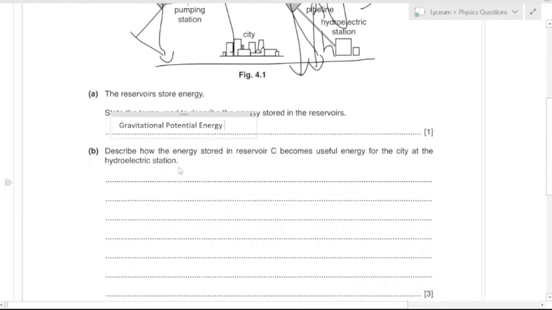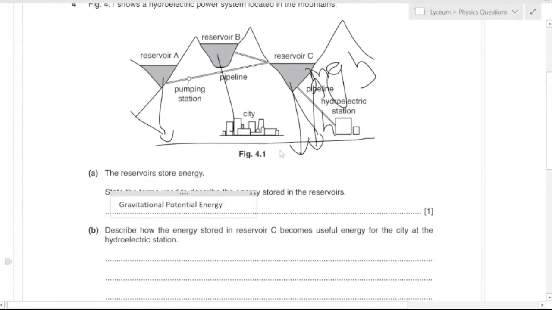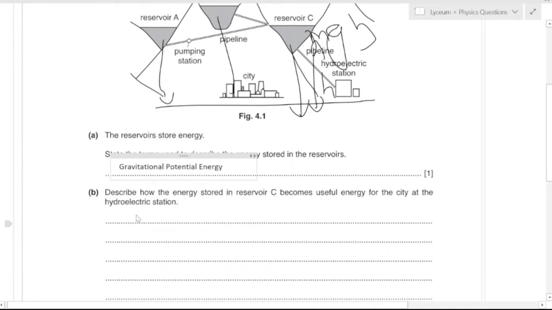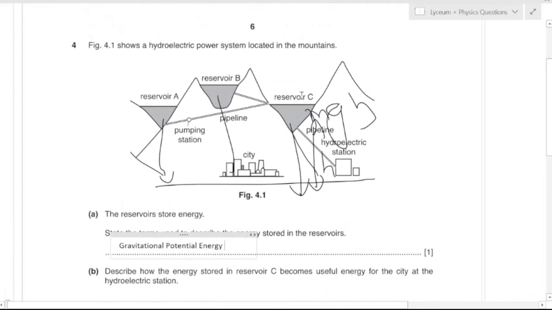Coming up to the next one. Describe how the energy stored in reservoir C becomes useful energy for the city at the hydroelectric station. So basically it's asking for the whole process without terms and everything. Water first transfers from reservoir C to the hydroelectric station through the pipe. So water moves at constant velocity through the pipeline from reservoir C to the hydroelectric station.